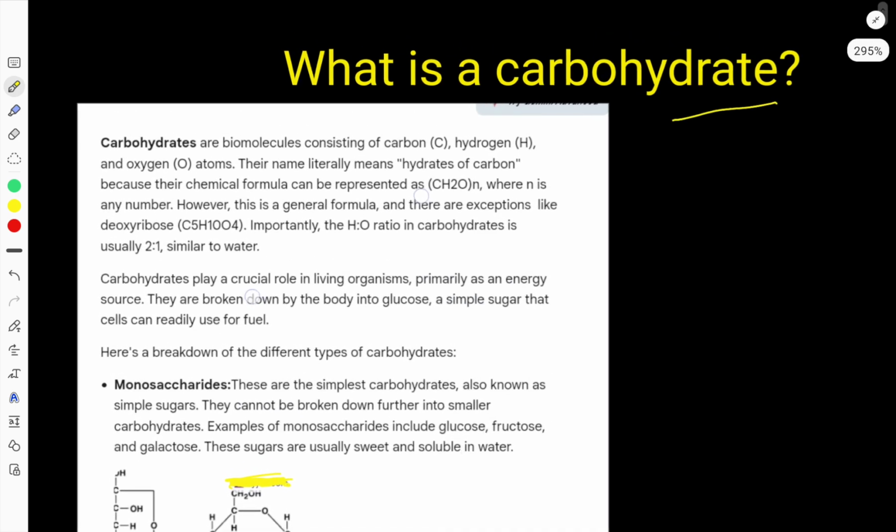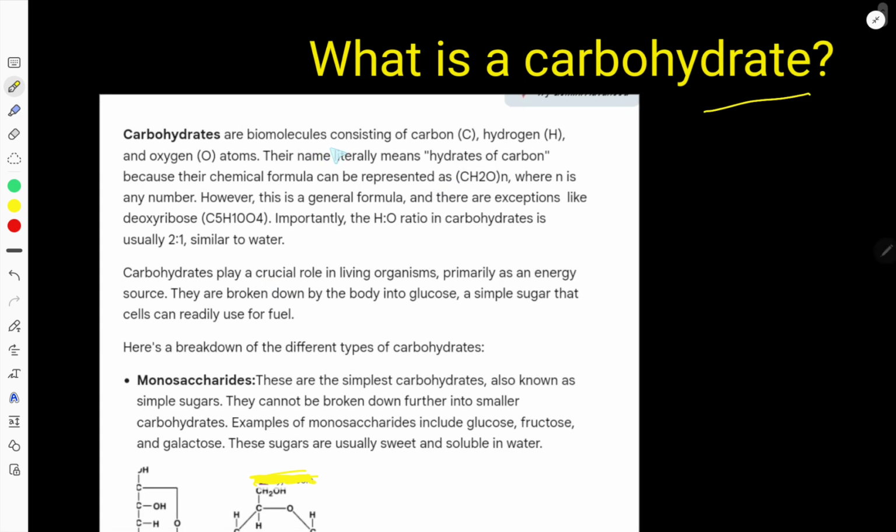So what is a carbohydrate? Carbohydrates are biomolecules consisting of carbon, hydrogen, and oxygen atoms. Their name literally means hydrate of carbon. Look here, with carbon we have one molecule of water. So water means hydrate, hence hydrates of carbon, because their chemical formula can be represented as Cn(H2O)n. H2O is a water molecule which is connected to a carbon atom.